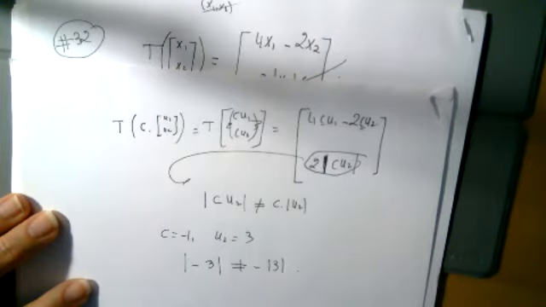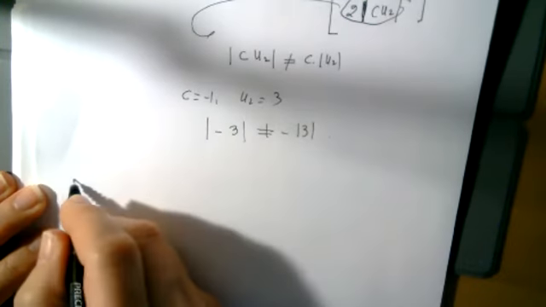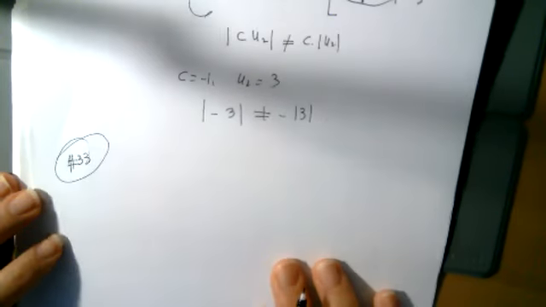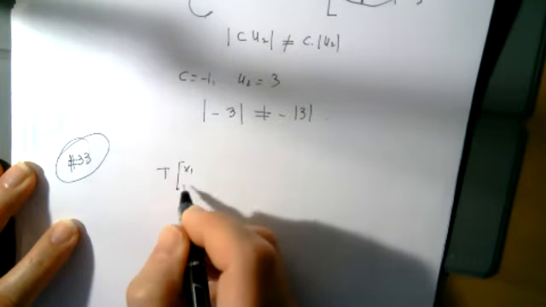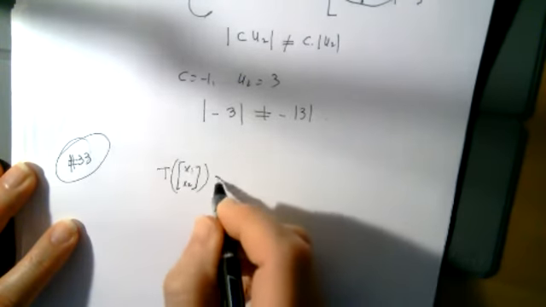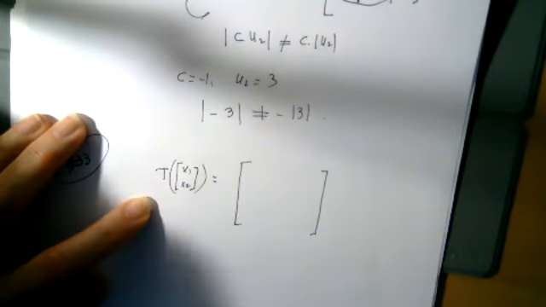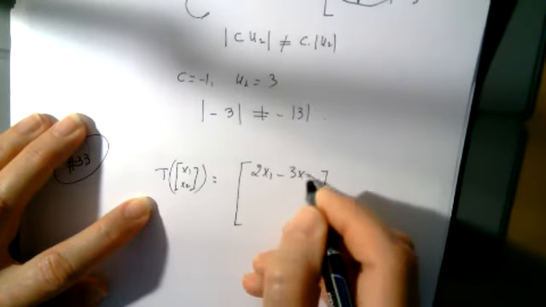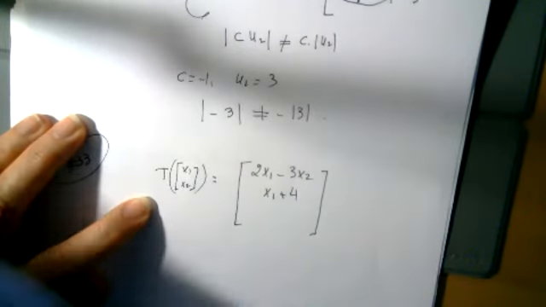All right, questions about this problem? Okay, very good. So I'm going to look at number 33 and then number 19. Number 33. So here my transformation does the following. It takes a vector x1, x2 to the following vector. So this is the entry of my new vector. It's 2x1 minus 3x2. The second entry is x1 plus 4. And the last entry is 5x2.